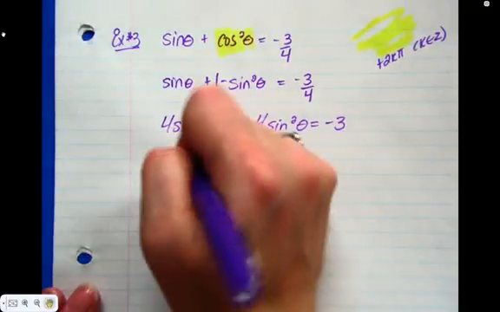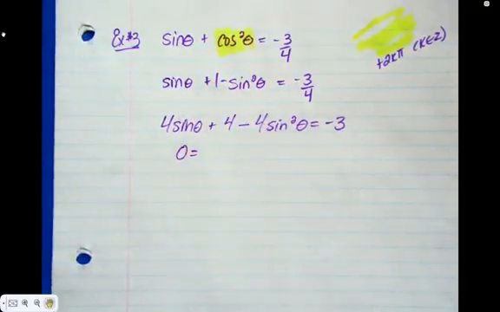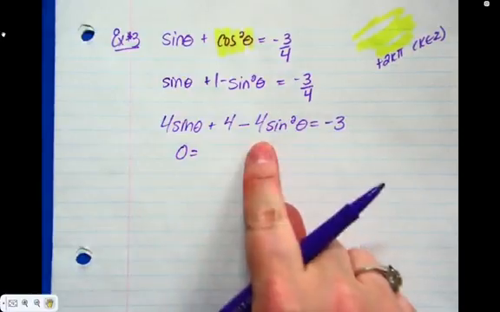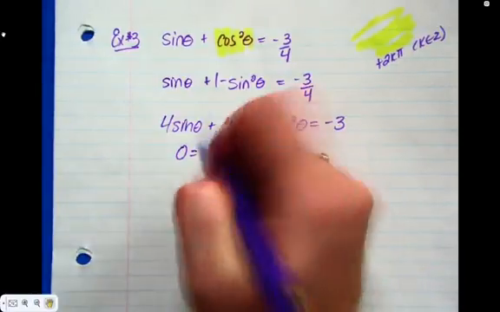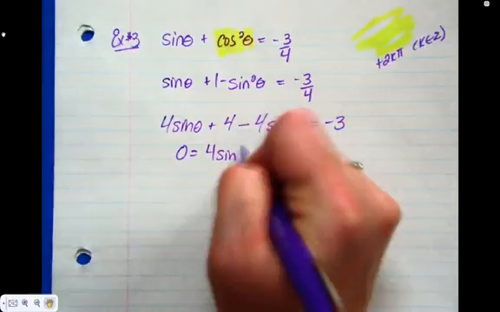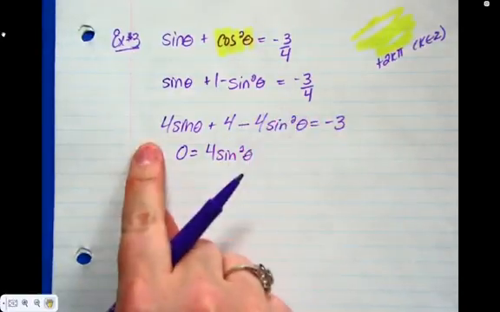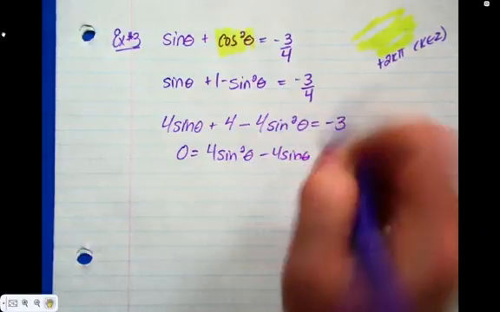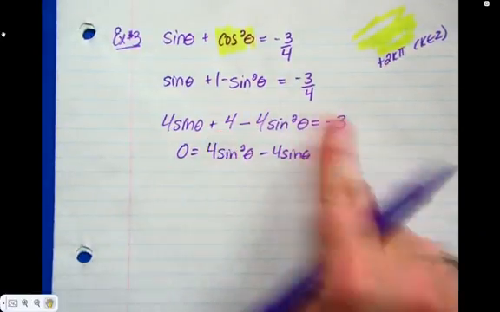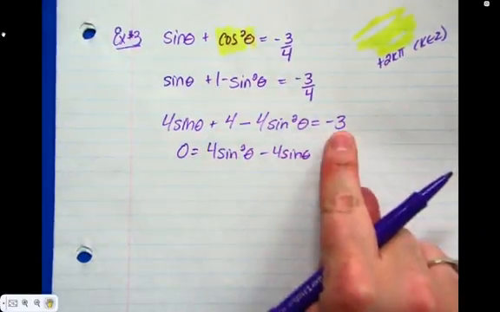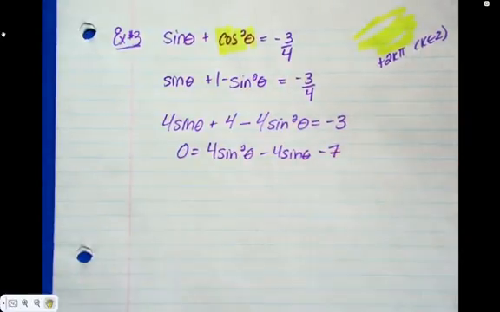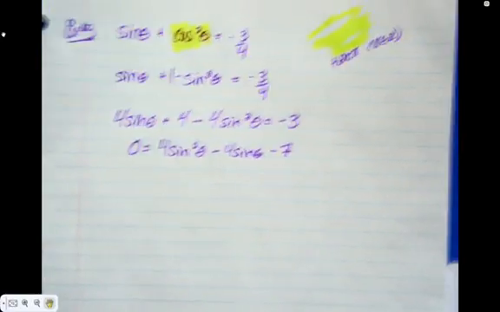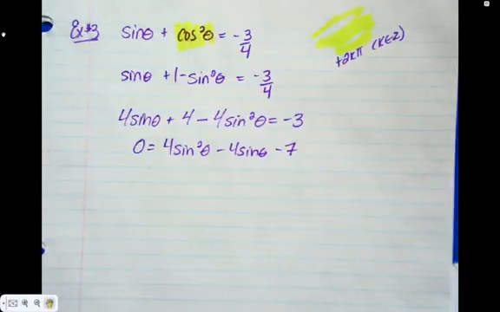Everything to the other side, so you want a 0 on this side? Okay, so let's go in order. My negative 4 sine squared would become... My 4 sine would become... My 4 would become... But I already have a negative 3 there.